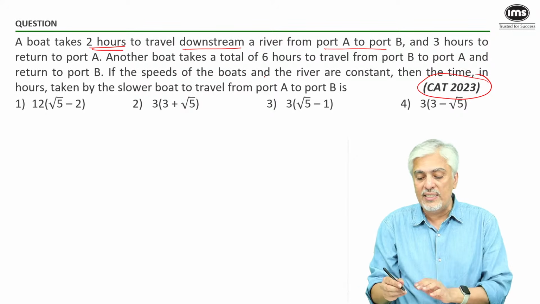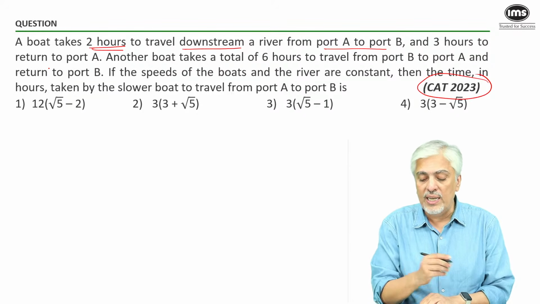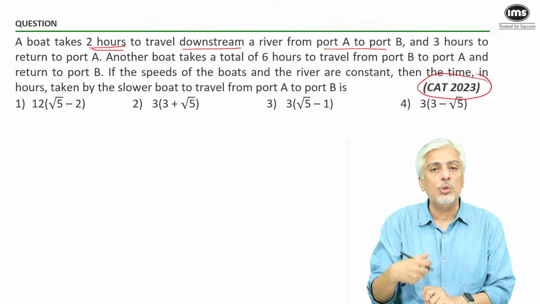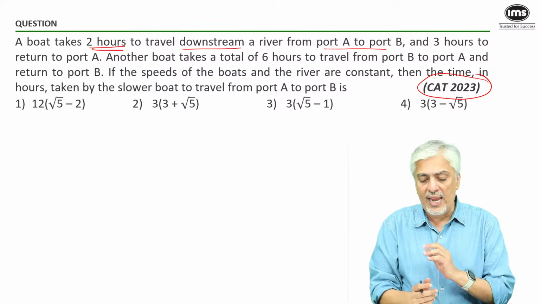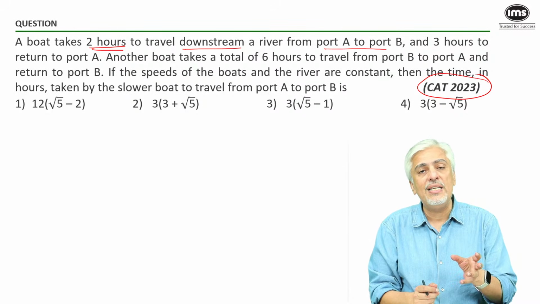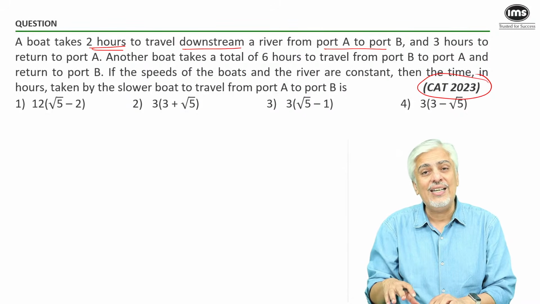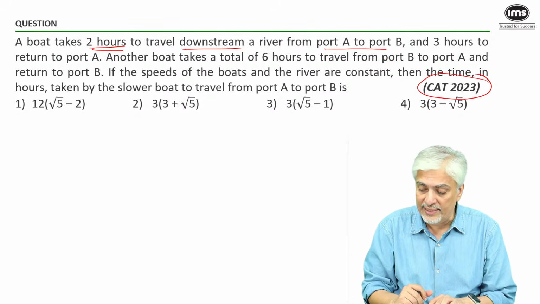So A to B is downstream, and it takes 3 hours to return to A, which obviously will be upstream. So A to B is downstream and B to A is upstream. Now this is a slightly longer question, so what I've done is I've already put down the solution, because there's no space to write there.